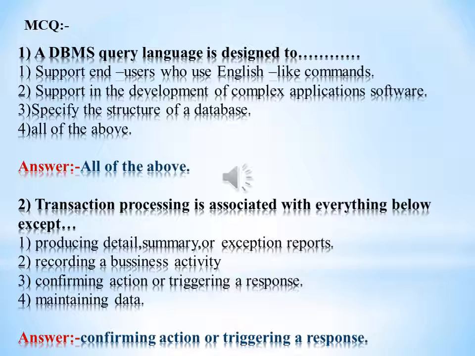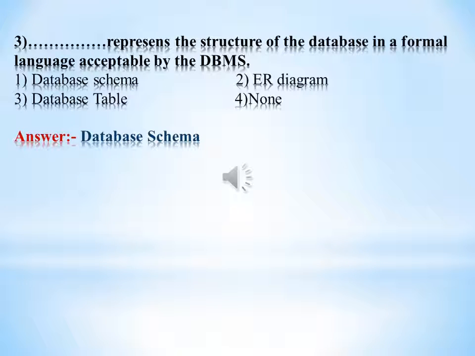Then the second question: transaction processing is associated with everything below except, option first. Question number three: dash dash dash represents the structure of the database in a formal language acceptable by the DBMS. First option is the database schema. Second, ER diagram. Third, database table. And fourth is none. I will repeat the question.